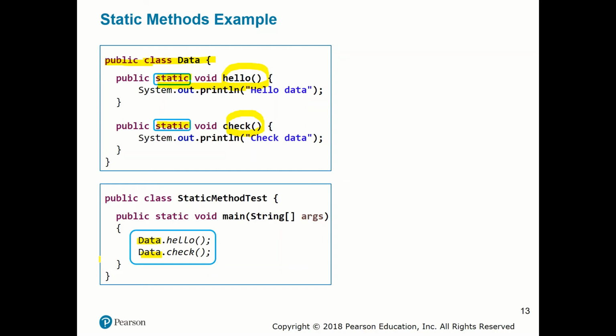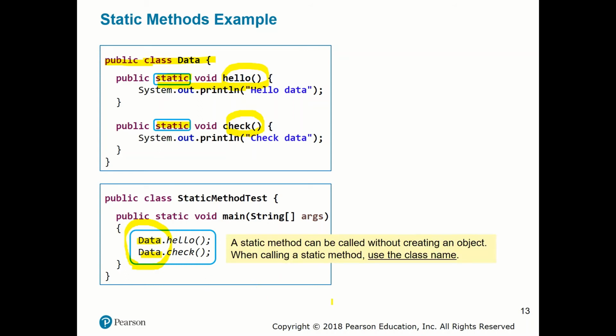Yes, it is, because hello and check are both static methods. It means that these two methods can be called using class name. The static method can be called without creating objects. At that time, we can use class name, right? So this is okay. A static method can be called without creating an object. When calling a static method, use class name.